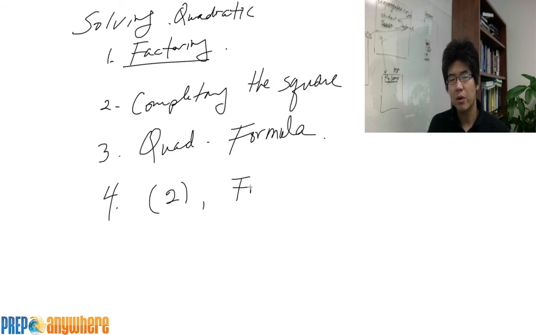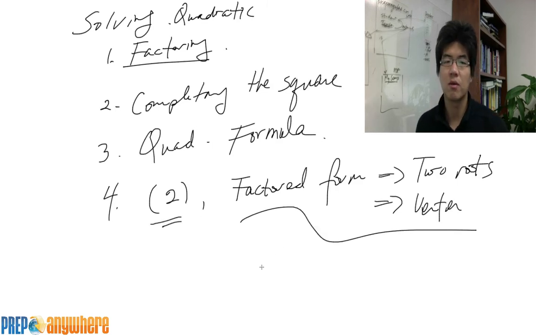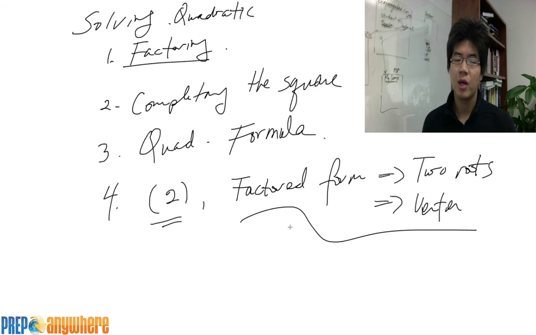So from factor form, you can find 2 roots, and in between the roots you can find the vertex. Okay, so this is two ways to find the location of the vertex. These techniques you have to be familiar with.